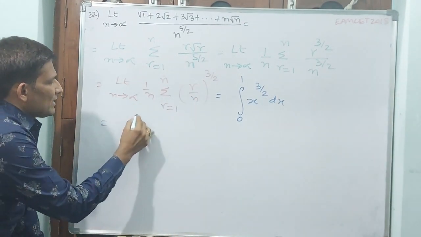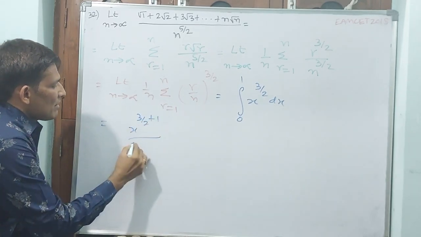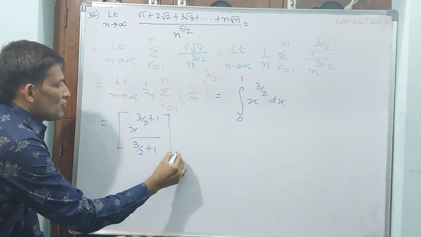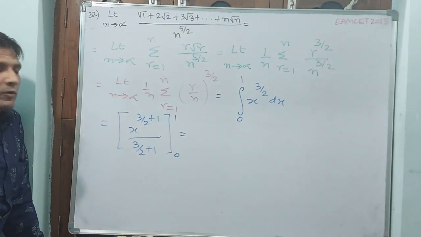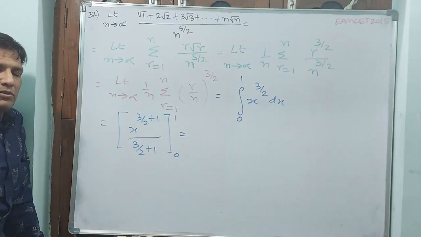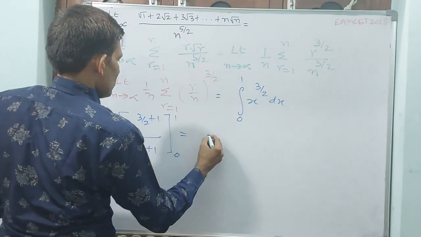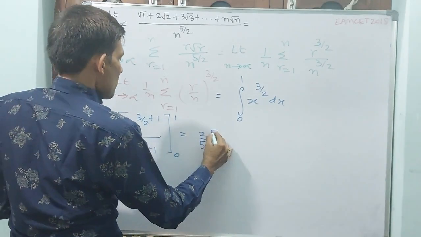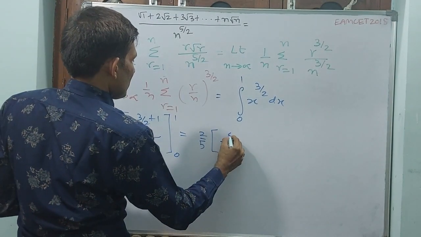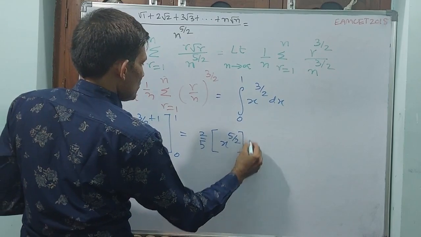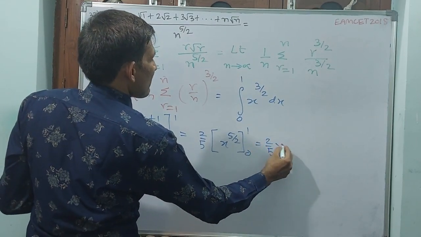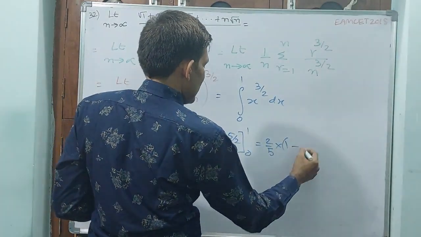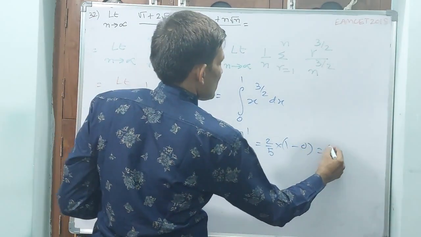Then you do it: x power 3 by 2 plus 1 by 3 by 2 plus 1, from 0 to 1. 3 plus 2, 5 by 2. That means 2 by 5 is going to become the denominator, 2 by 5 into x power 5 by 2, from 0 to 1. That is equal to 2 by 5 into 1, since 1 power anything is 1, minus 0. That means 2 by 5.